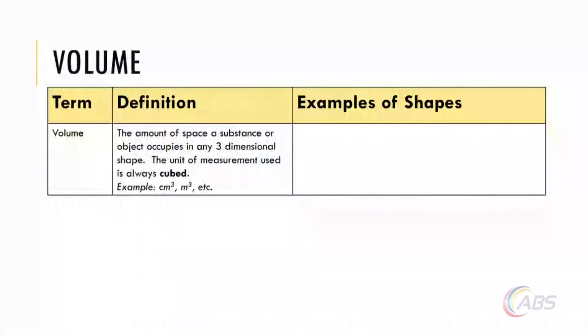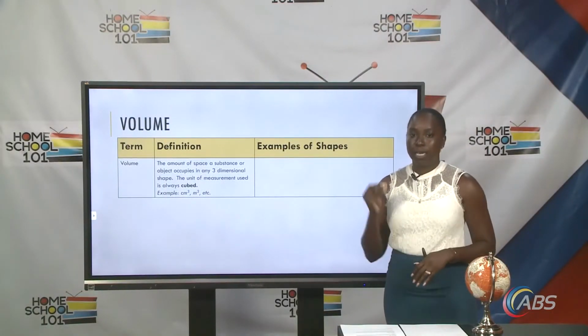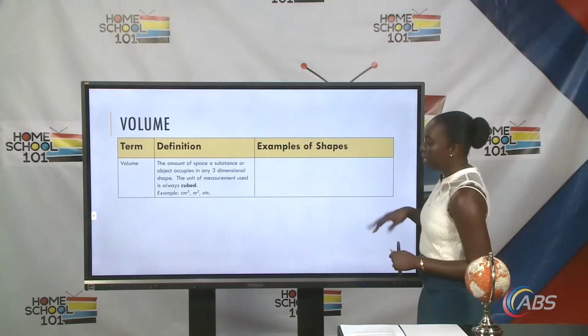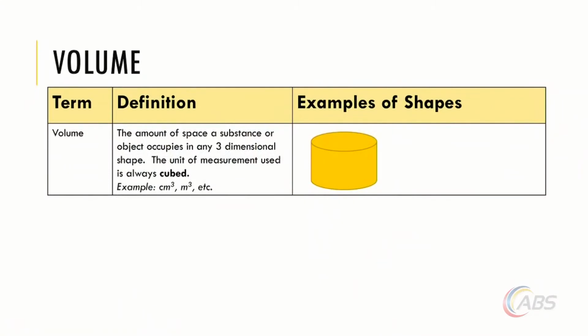We're also going to zone in on volume. And volume is the amount of space a substance or object occupies in any 3-dimensional shape. The unit of measurement used is always cubed. So take note, because when you're finding volume, whatever unit of measurement you're using, it must always have that power of 3. Otherwise, it won't be considered as volume. So here we have a cylinder. And when we talk about volume, remember, we're talking about the space that's inside of this. So how much can it hold?